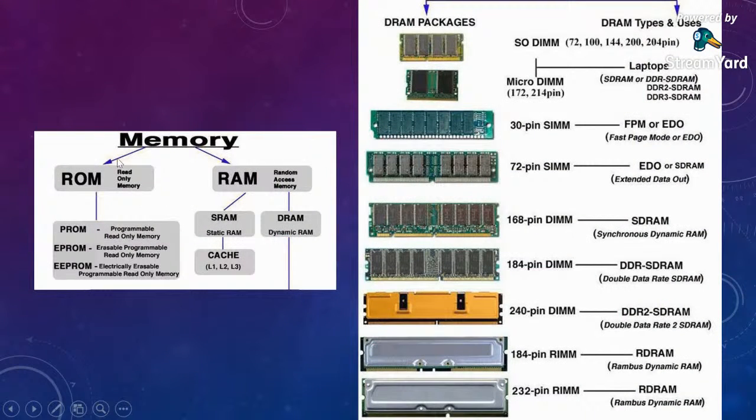So this is the basic difference between ROM and RAM. You can see by yourself. These are the RAM and the types, from the short DIMM until the RDRAM, which is the 232-pin RIMM. We call it Rambus Dynamic RAM.